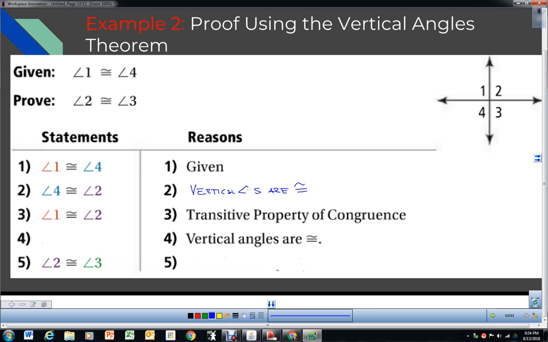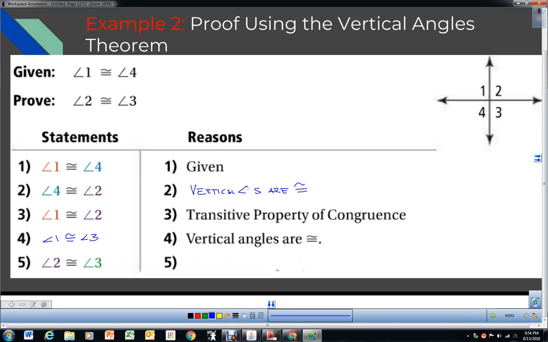And then 4, it says vertical angles are congruent. So we're missing a vertical angle. What other vertical angle have we not written down? That's going to be angle 1 is congruent to angle 3. Those are the other vertical angles. We said 2 and 4, now we're doing 1 and 3. So vertical angles are congruent. So now angle 2 is congruent to angle 3.